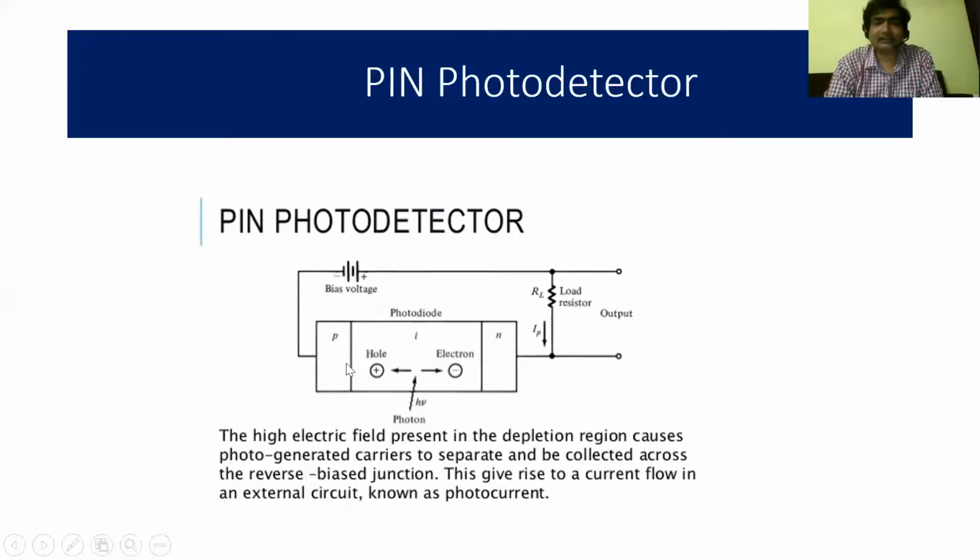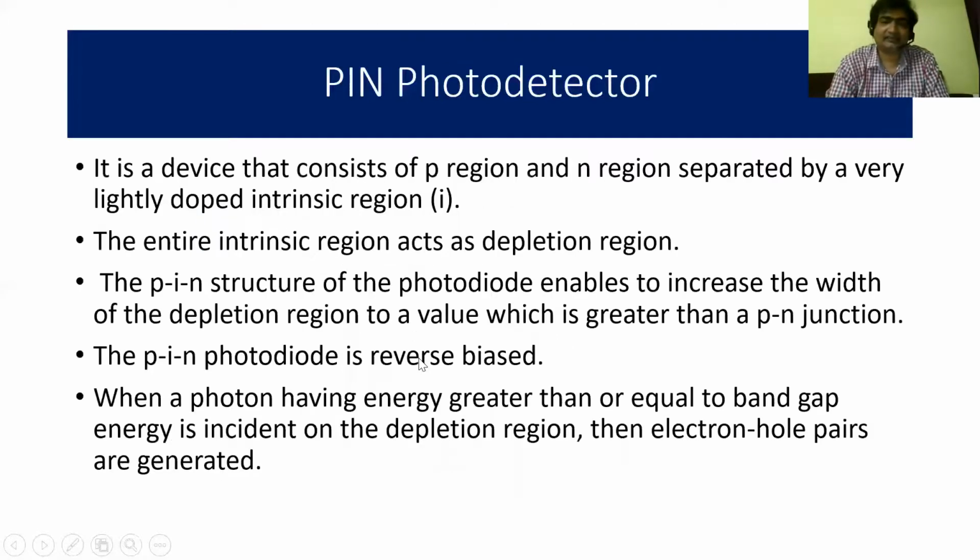So as I told you, this is the P region, this is a lightly doped, very lightly doped, extremely lightly doped intrinsic region, and this is the N region. An undoped region is called an intrinsic region, but we are saying that it is a doped region. So that's why I am saying it is extremely lightly doped. Approximately, it is an intrinsic semiconductor region.